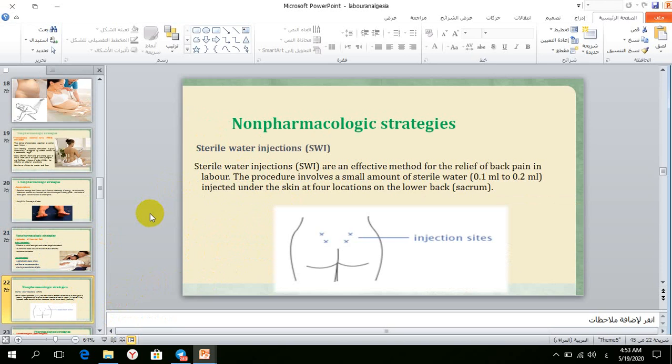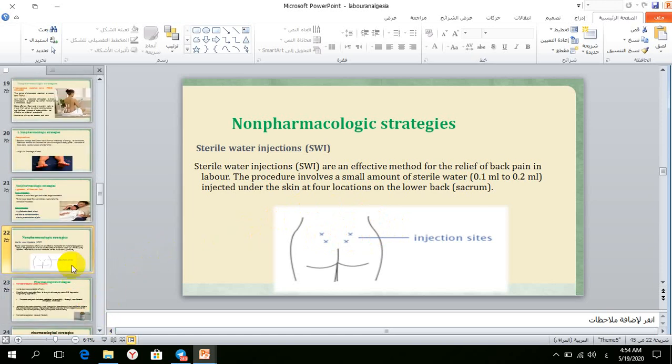Non-pharmacological strategies: sterile water injection. They use just water injection, nothing else. Sterile water injections are an effective method for the relief of back pain in labor. The procedure involves a small amount of sterile water, 0.1 ml to 0.2 ml, injected under the skin at 4 locations on the lower back sacrum. شوفوا هذه injection sites، ماكو شي، فقط sterile water، وأثبت نتائج تقلل الألم عند المريضة.